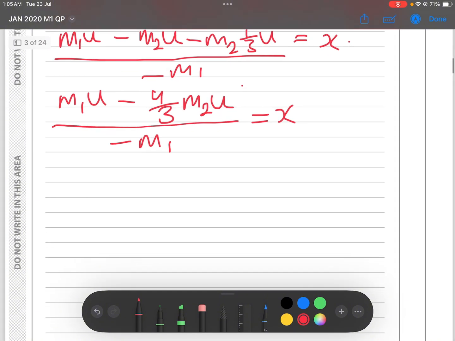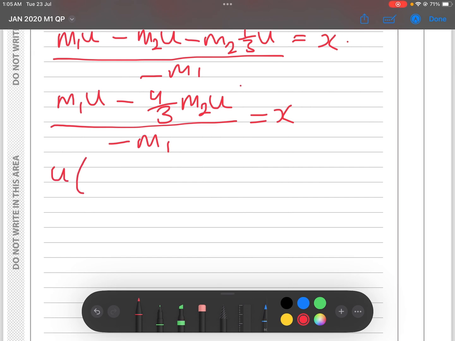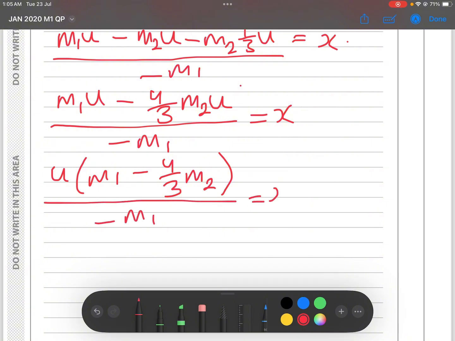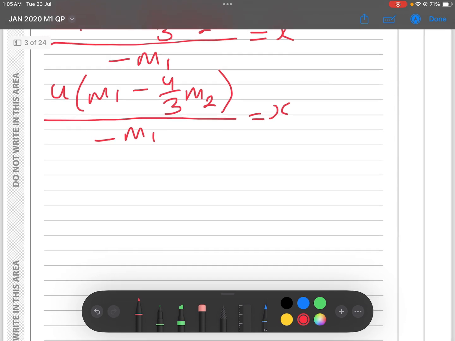Okay, now taking u as the subject, it's going to become m1 minus 4/3 m2, whole thing again over m1 is equal to x. Now what we can do is take the LCM inside the brackets. That is going to make our life a lot easier.